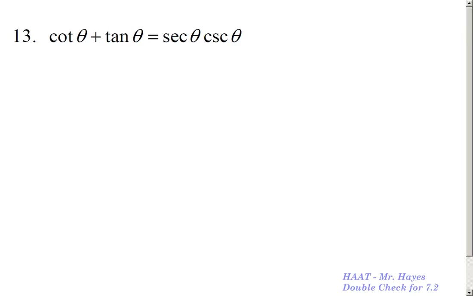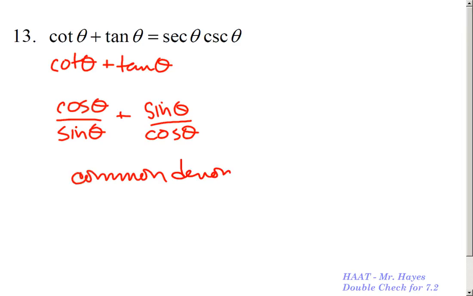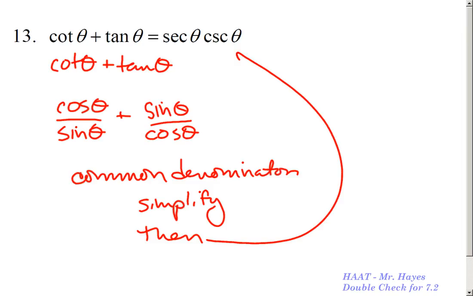13. This is pretty straightforward. Again, I'm not going to do all of this, but I'll give you the push. The push would be cosine theta over sine theta plus sine theta over cosine theta. Find your common denominator. And then from there, after you simplify things, you should be able to put things into secant theta, cosecant theta.